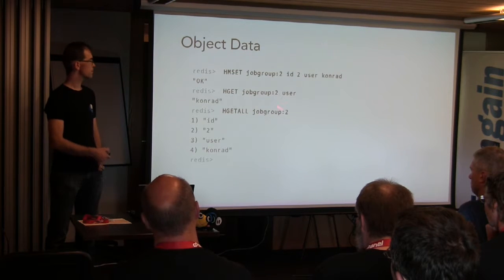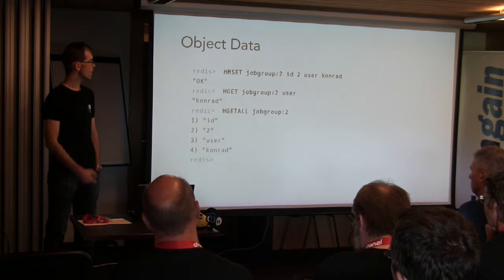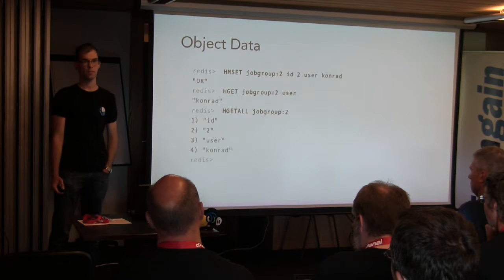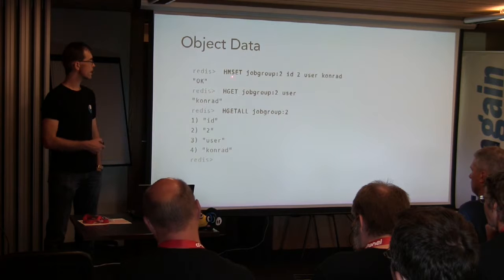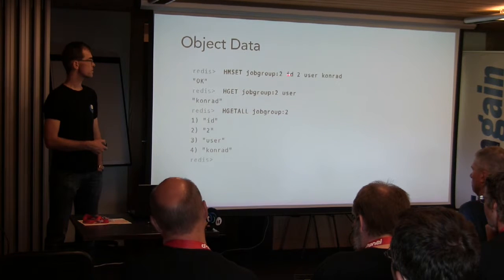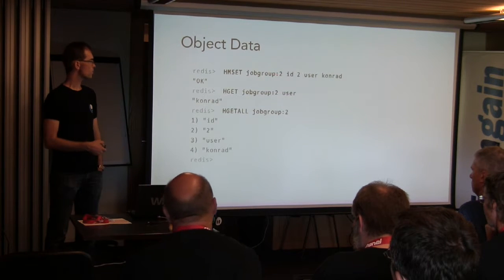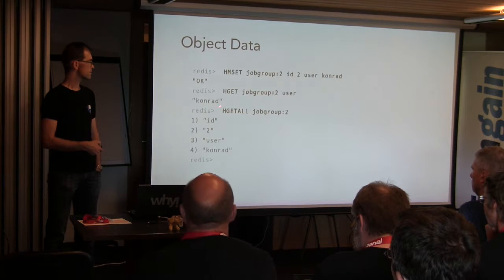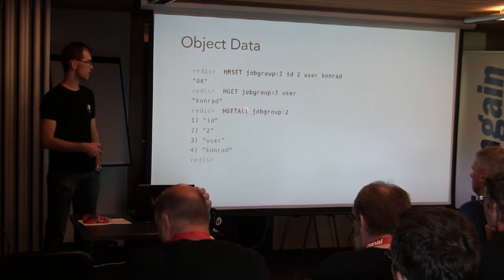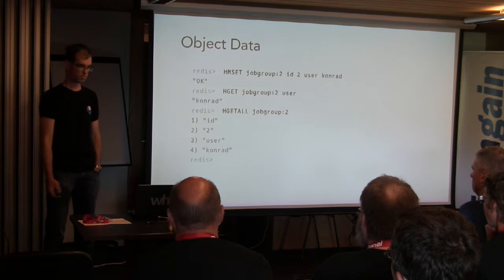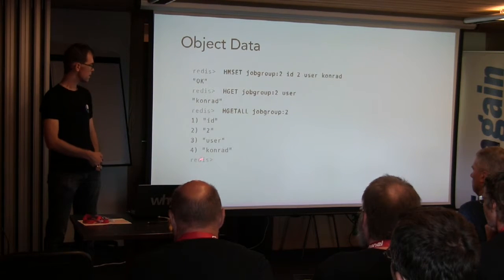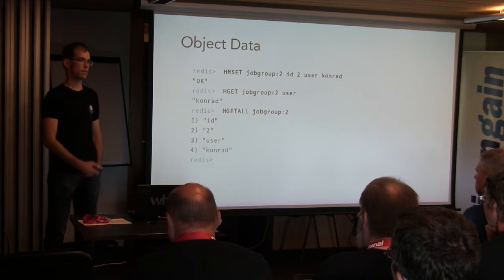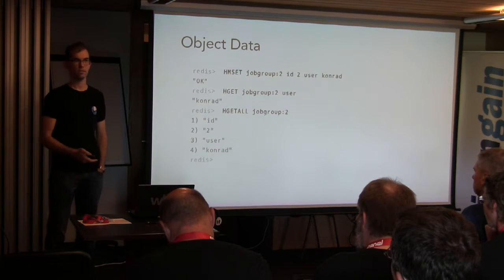As you see here in the example, the Redis commands for hashes are prefixed by h. First, I have HMSET, hash multiple set, where I set 2 values, an ID and the user, to the hash jobgroup colon 2. Here I just get the user out of it, and with HGETALL, I get all data. And as you see here, the return values are like a Perl hash in this context.